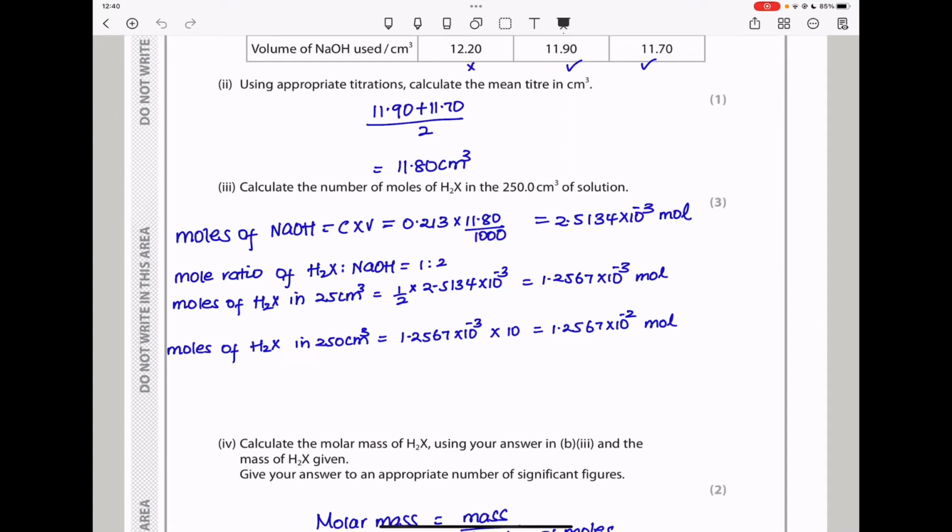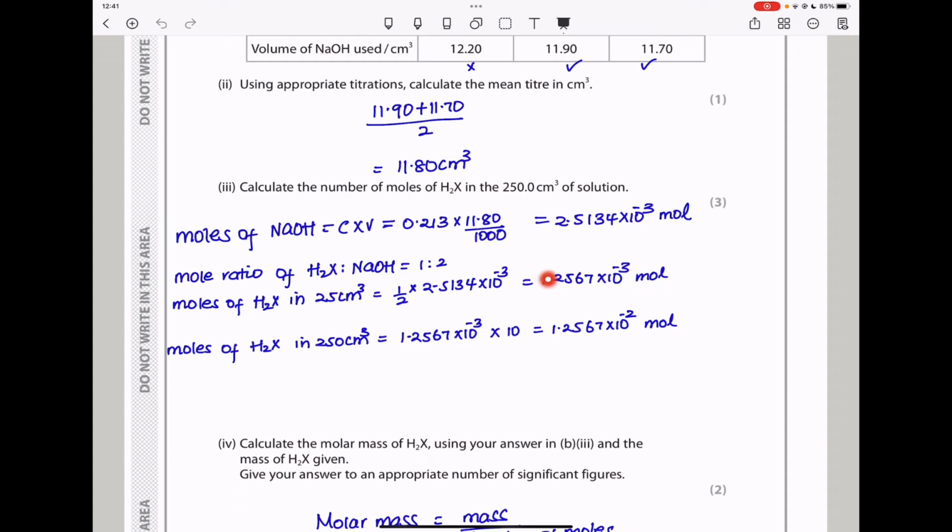And then the next part is to use the mole ratio of the acid to the sodium hydroxide in order to find the number of moles of the acid in 25 centimeters cubed. So since the mole ratio of the acid to sodium hydroxide is 1 to 2, the moles of the acid in 25 should be 1/2 times the moles of sodium hydroxide, and that gave me those moles. Remember, this is in 25 centimeters cubed.